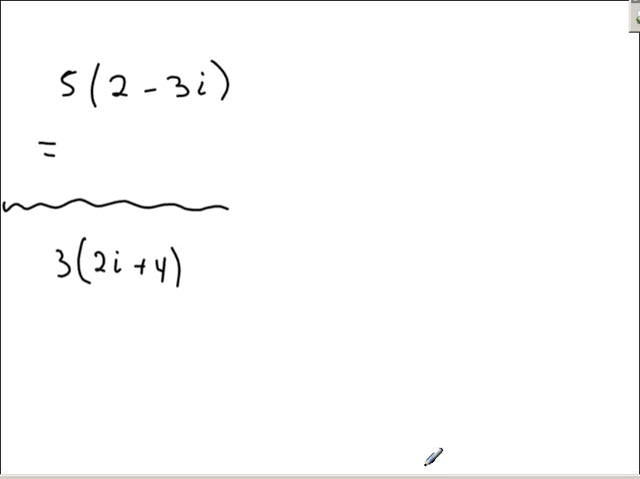What if you had 5 times 2 minus 3i, or maybe 3 times 2i plus 4? Write this in a plus bi form. Well, the first one, pretty routine. 5 times 2 is just a whole number, which is good, because we want the first part to be whole. 5 times negative 3i is negative 15i. And there's my answer. A minus bi.